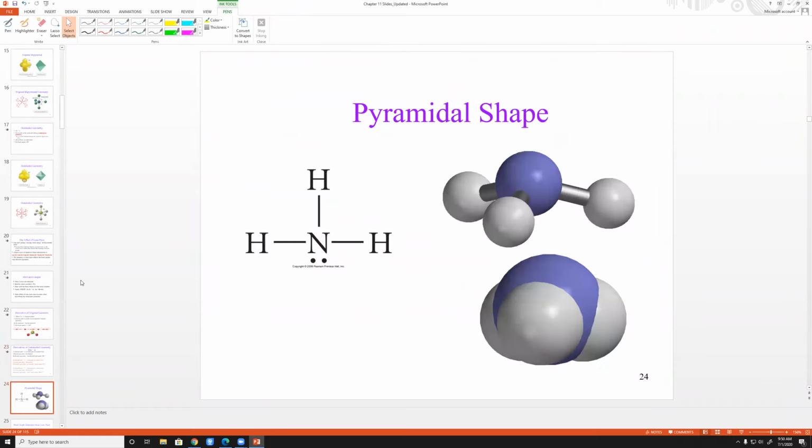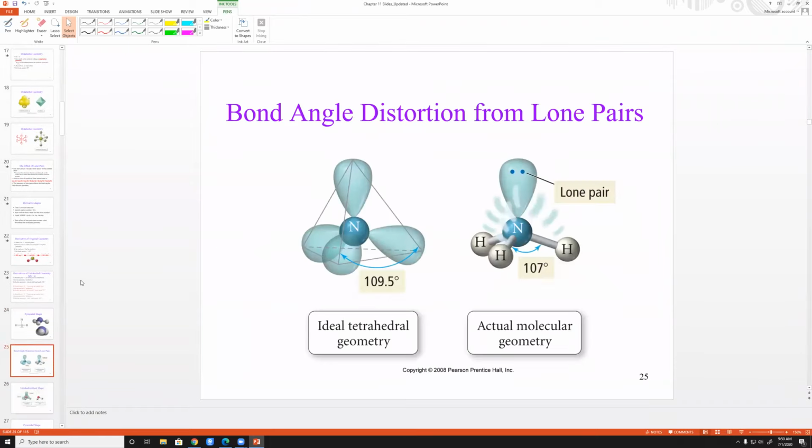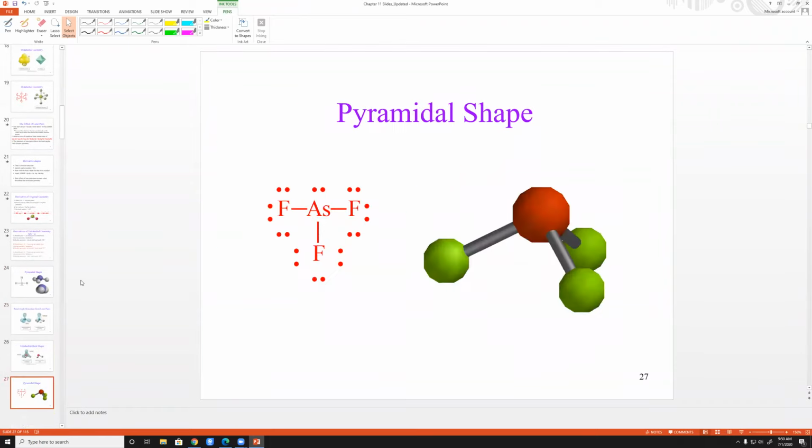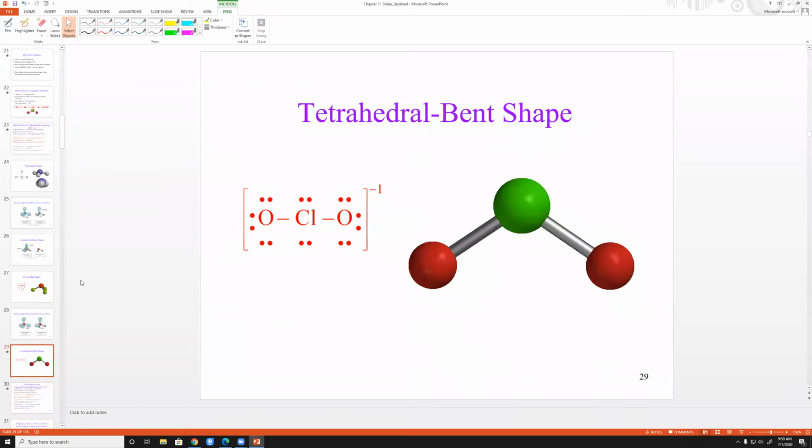We did all this already. We did everything. Now we're talking about molecular geometries.